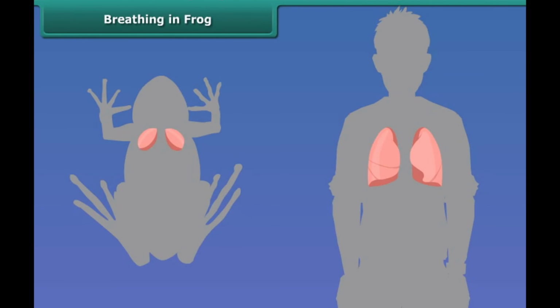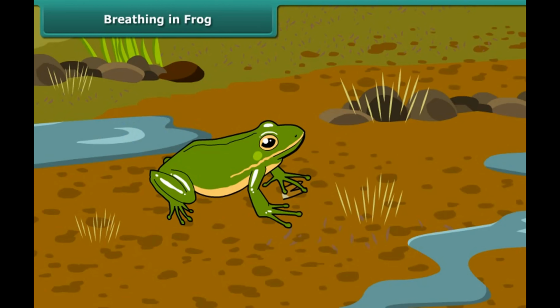Frogs, like human beings, have lungs. They use their lungs for breathing. But since their lungs are not well developed, they use two other types of respiration. One is buccal respiration and the other is cutaneous respiration.